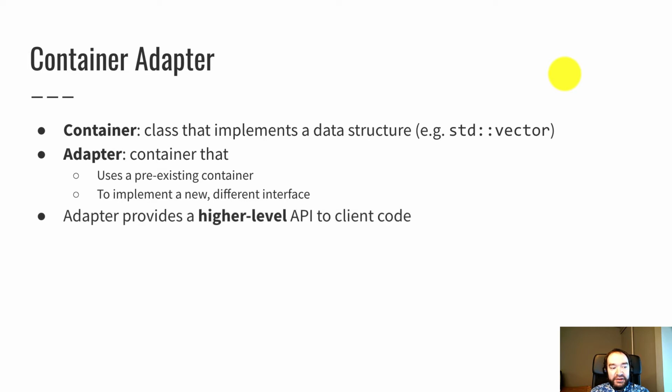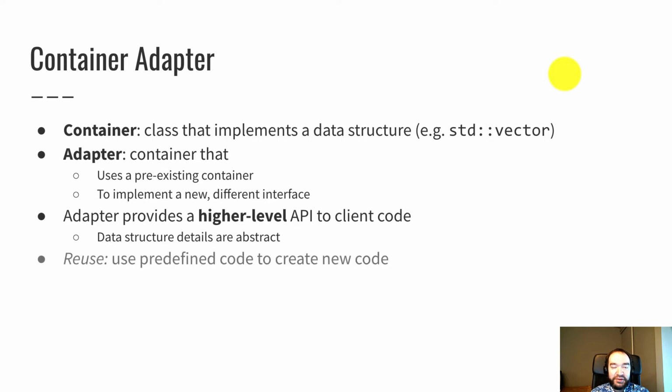So the idea here is that the adapter provides a higher level API. API is application programming interface. That's the public functions that you're allowed to call. This is higher level, so the data structure details are abstract. Things like nodes in a linked list, indices in an array, resizing, stuff like that is abstract or hidden. The user of the adapter code doesn't have to worry about those details. It's just a simpler API that's easier to use.